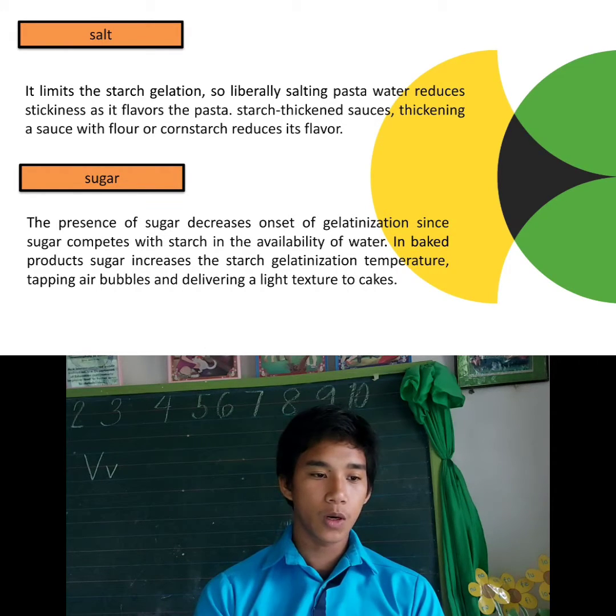And the other one is sugar. The presence of sugar decreases the onset of gelatinization since sugar competes with starch in the availability of water. In baked products, sugar increases the starch gelatinization temperature, trapping air bubbles and delivering a light texture of cakes.